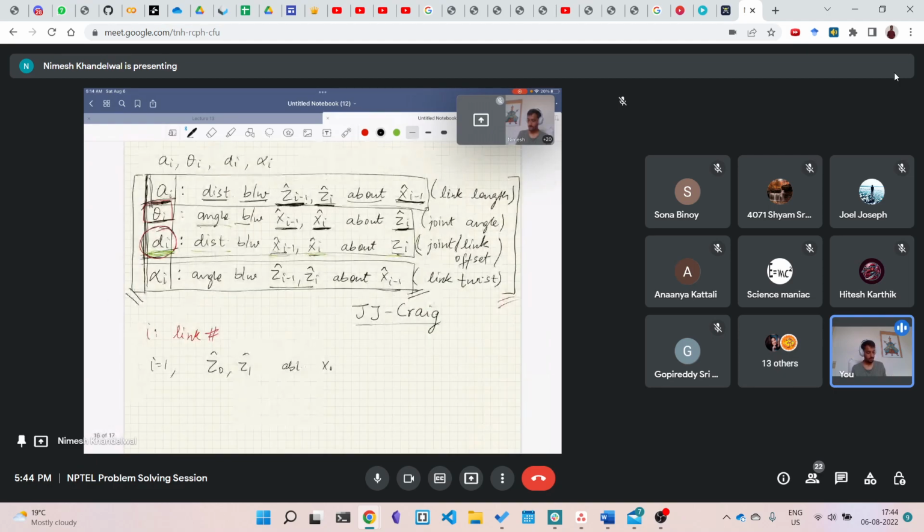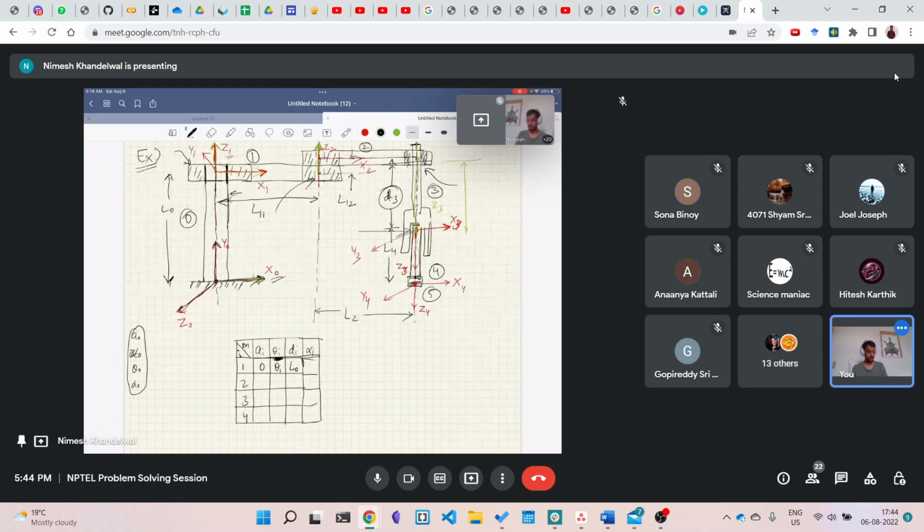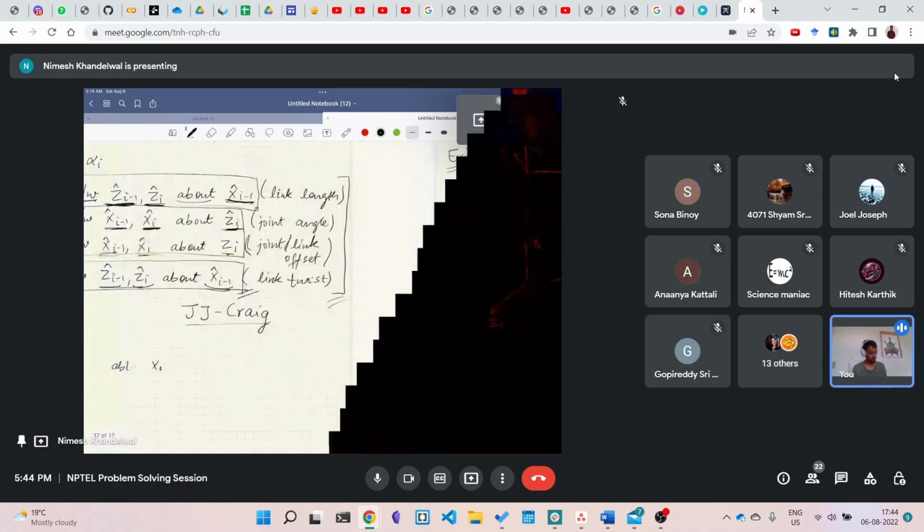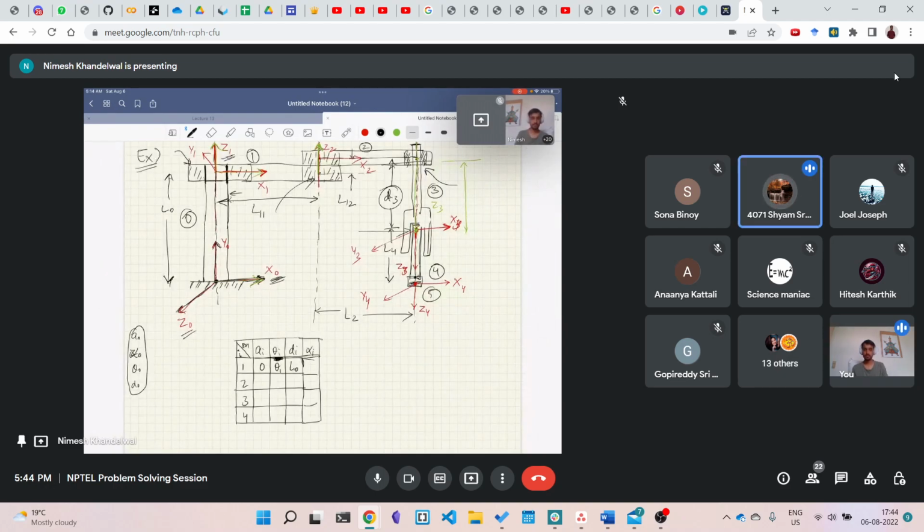Okay, so alpha 1 is the angle between z0 and z1 about x0, right? So what is the angle between z0 and z1 about x0? What you need to do is assume what rotation you need to give about x0 such that z0 goes to z1. Yes, Pratyush, it will be minus 90.